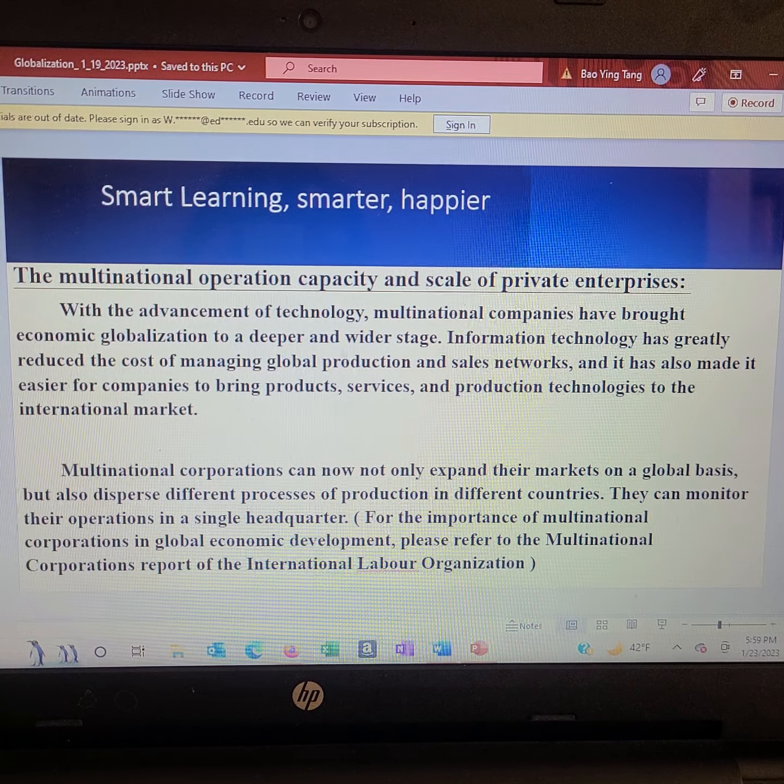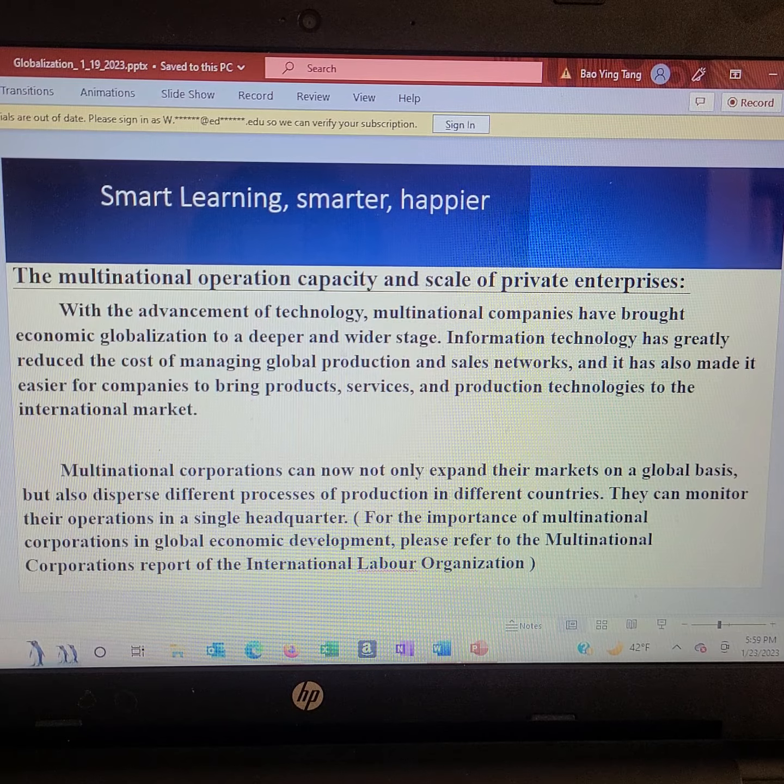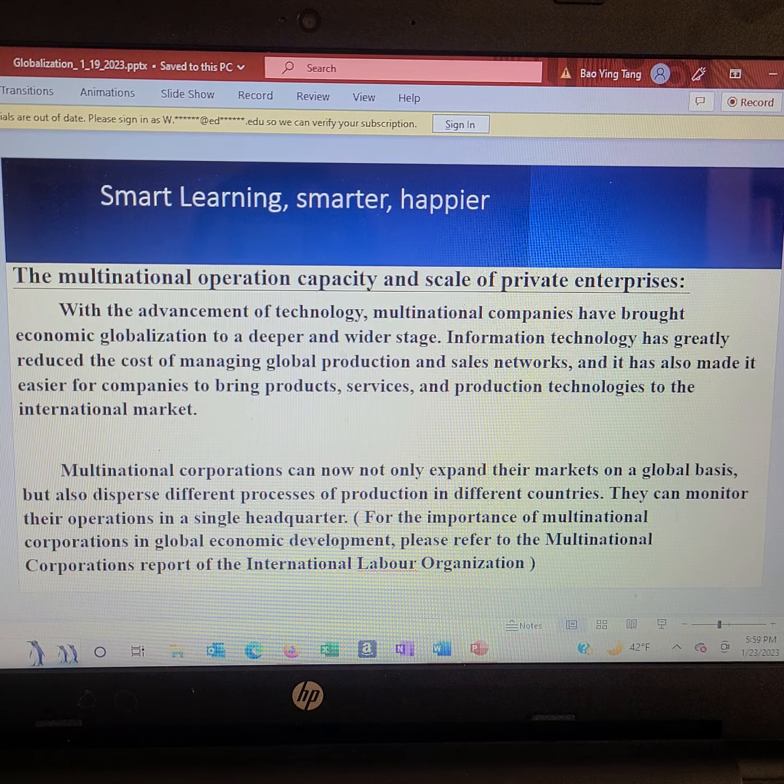Multinational corporations can now not only expand their markets on a global basis, but also disperse different processes of production in different countries. They can monitor their operations in a single headquarters. For the importance of multinational corporations in global economic development, please refer to the Multinational Corporation Report of the International Labour Organization.